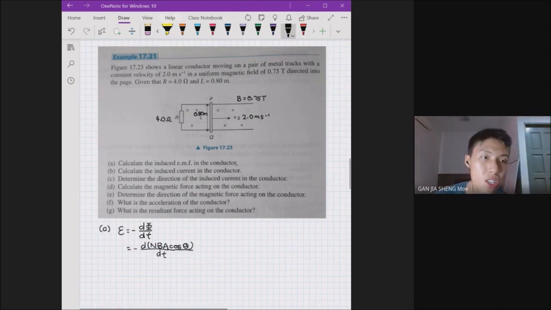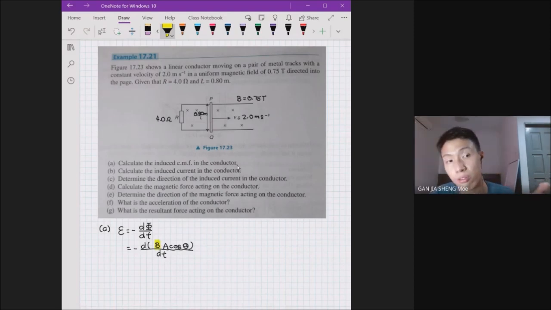In this situation, I'll remove the number of turns N because over here there's no coil. It's just an area enclosed by one wire, so the turns will be just one, and I'll just ignore it. I'll just write BA cos theta. Now I bring out things that are constant. I can see that the magnetic field is not changing. The only thing I'm changing is the position of the linear conductor. So the magnetic field will still remain as 0.75 Tesla directed into the page. So B is constant.